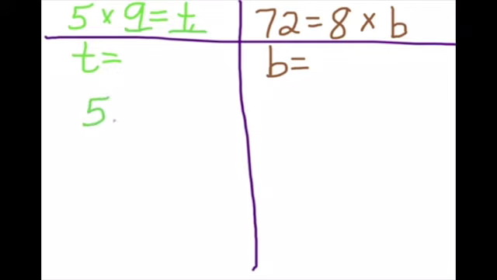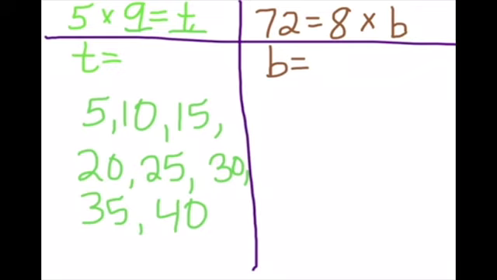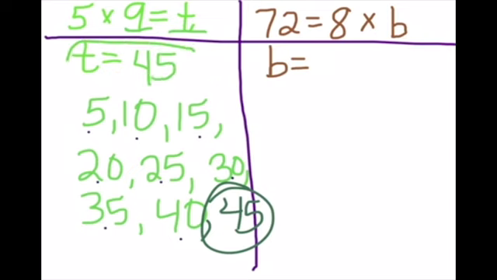So we have 5, 10, 15, 20, 25, 30, 35, 40. Oh, how many do I have so far? I have 1, 2, 3, 4, 5, 6, 7, 8. One more. So that means 45. T equals 45. That's what you should have gotten for T.